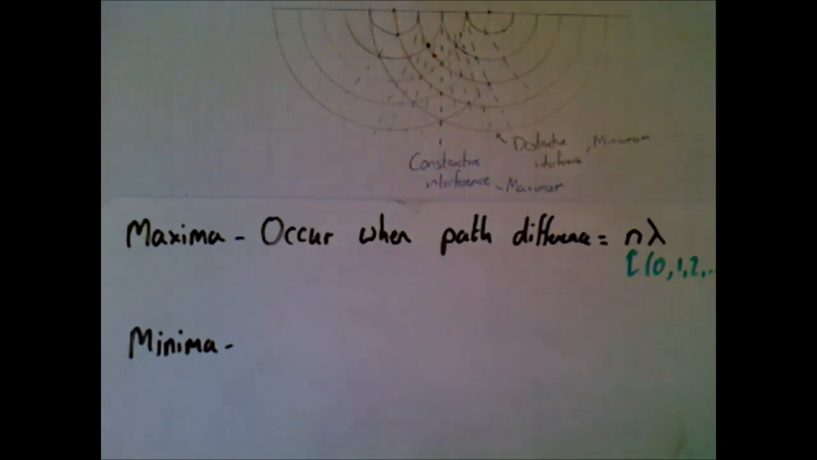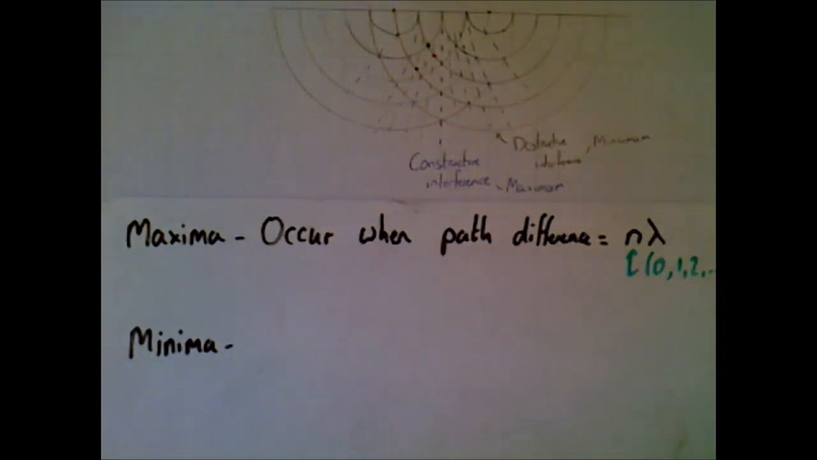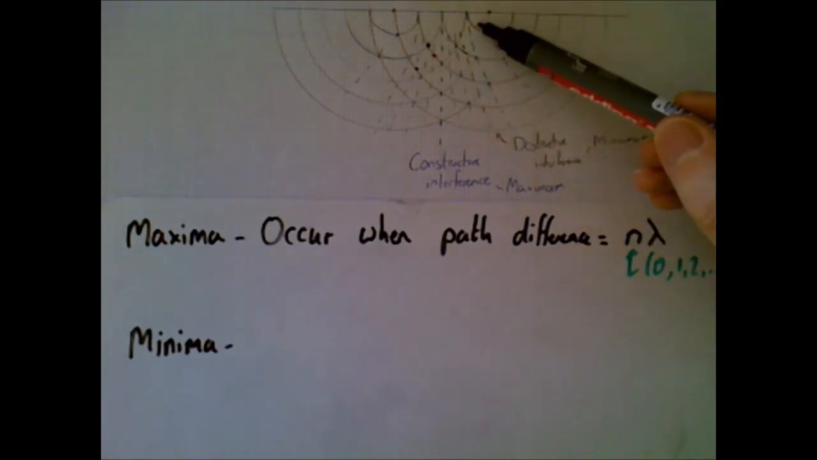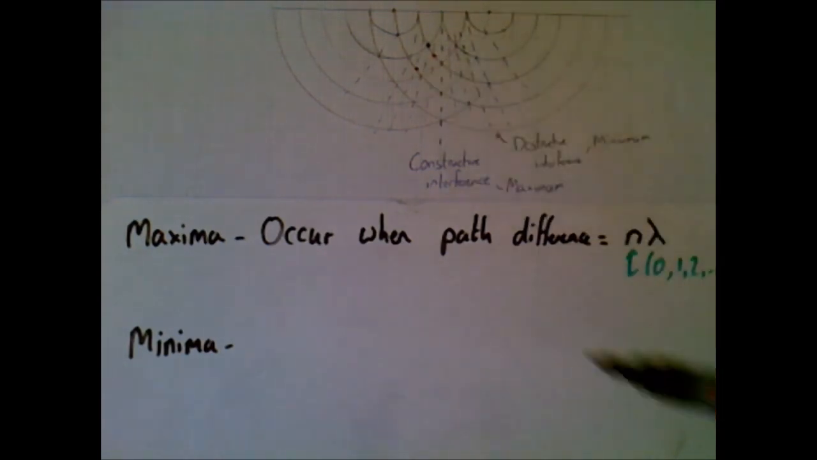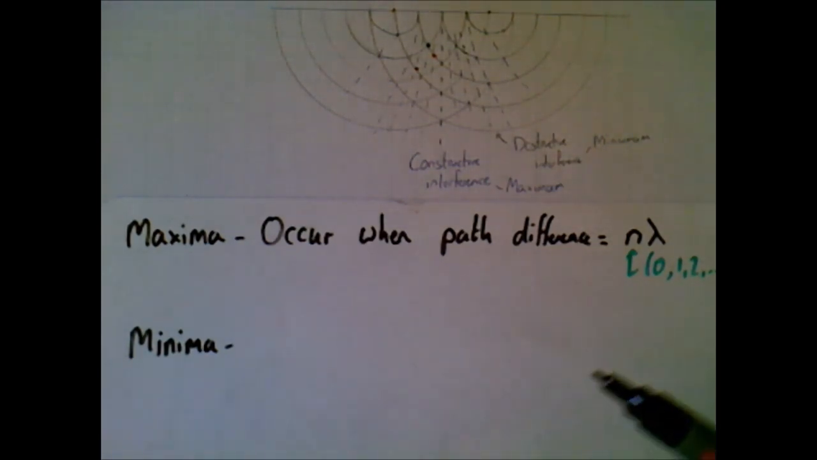We could take another one. Let's take that point just there. From this source, we've had 2.5 wavelengths. From this source, we've had 4 wavelengths. So the difference is 1.5 wavelengths. So these minima are occurring when the path difference is half a wavelength, 1.5 wavelengths, 2.5 wavelengths, and so on.